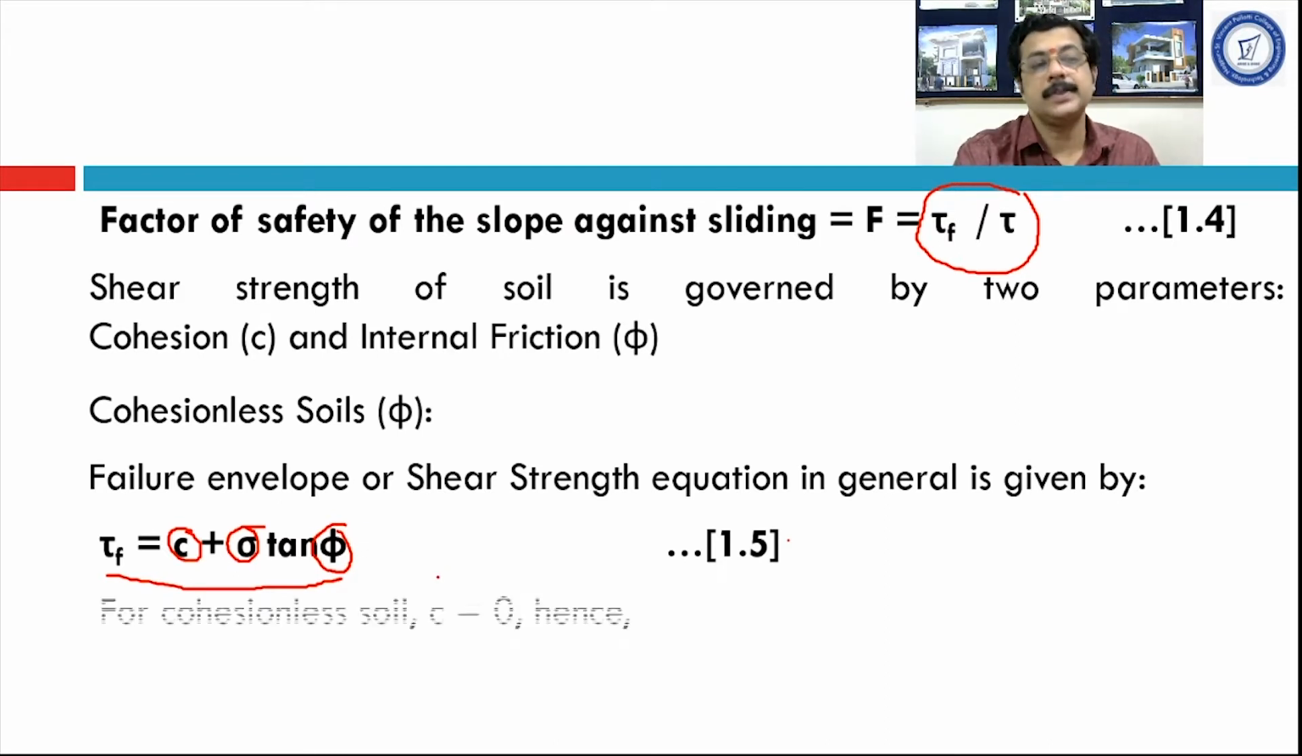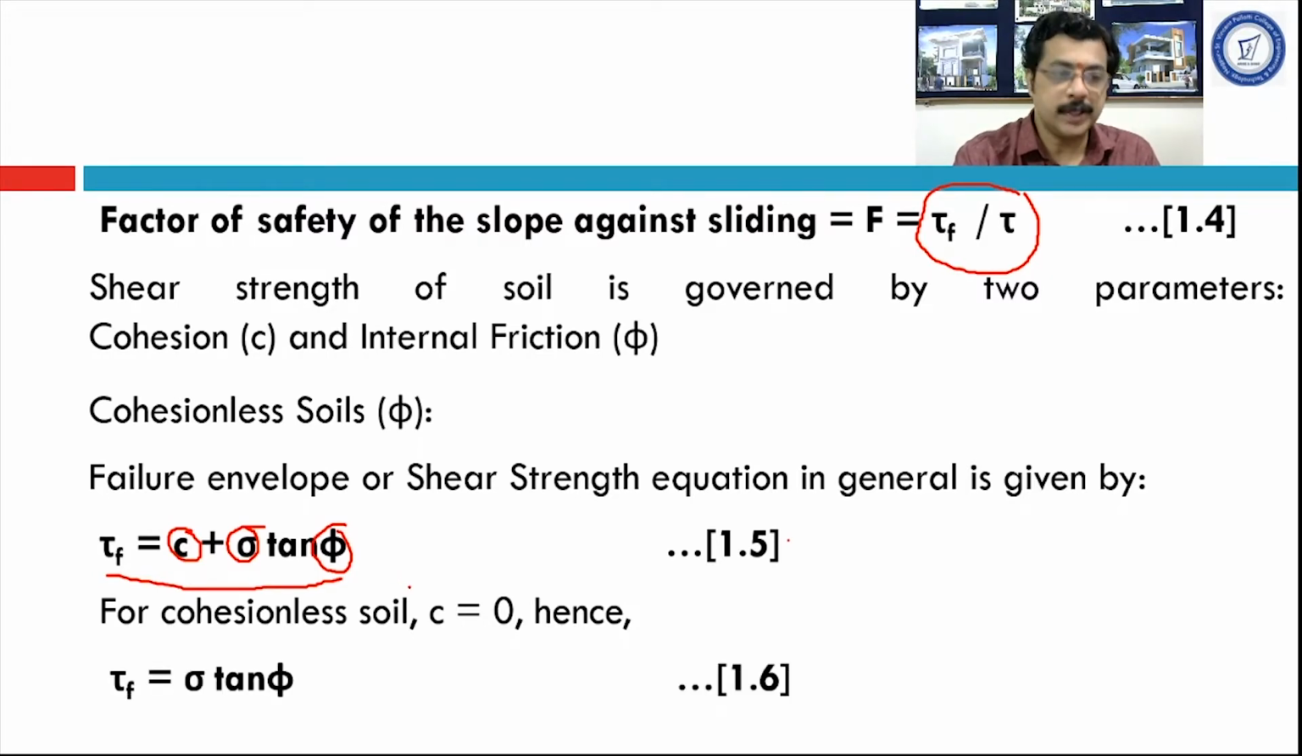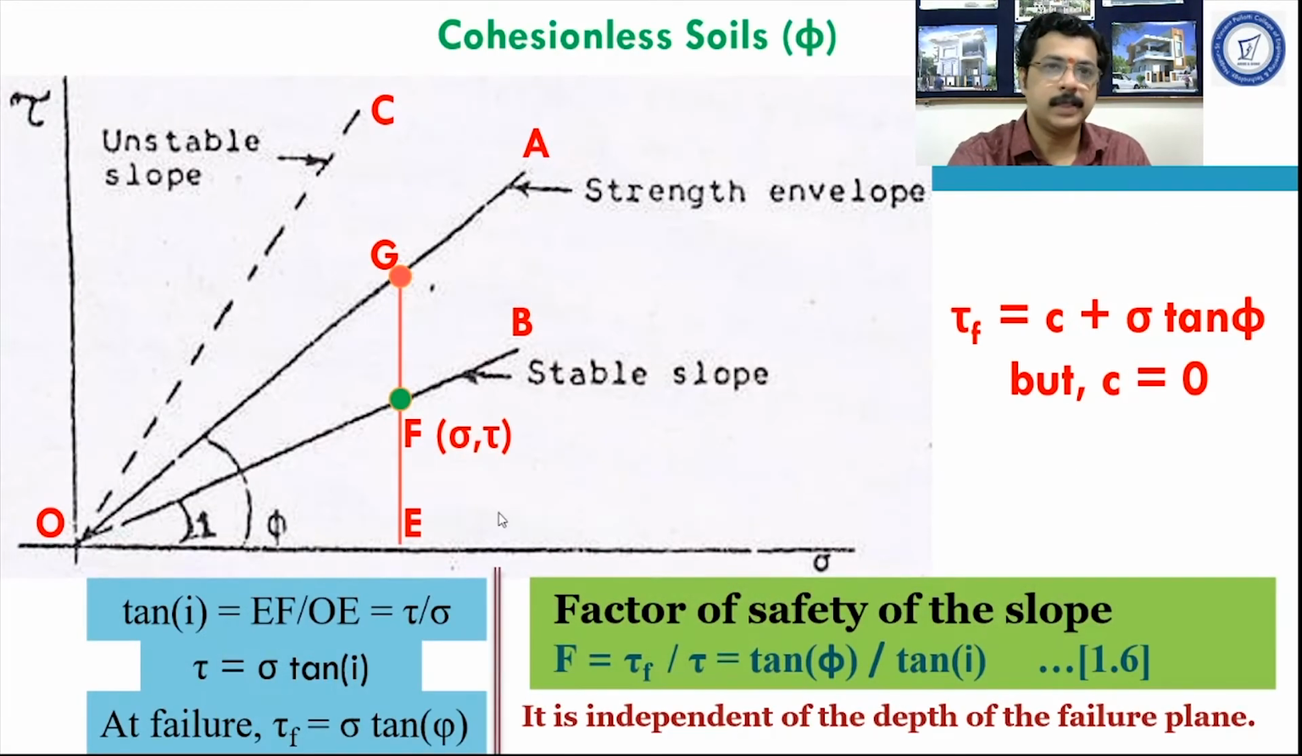But as we are considering the case of cohesionless soil, cohesion would be 0. Therefore, the equation now reduces to tau F equals sigma tan phi, because the C value is 0. Now we will see how to calculate the factor of safety for cohesionless soil. So consider a slope at inclination I with the horizontal, and a soil which is cohesionless, which has angle of internal friction phi.